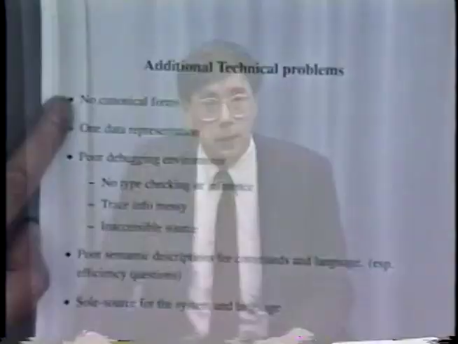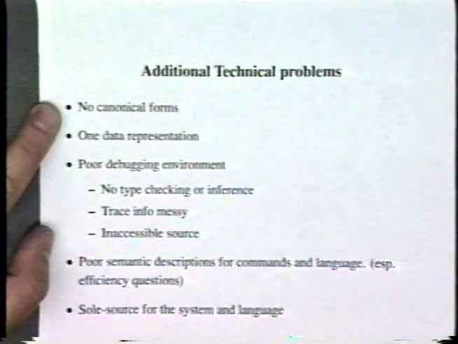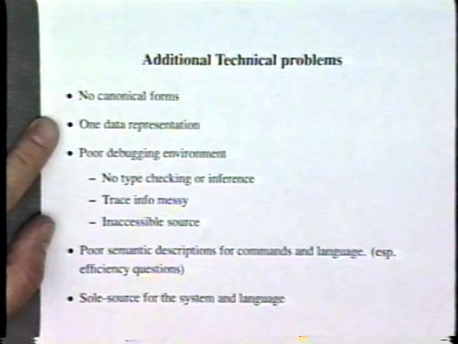Some of the things. I don't know if Nancy has discussed this, but there are no canonical forms in Mathematica. There's essentially one data representation, and that is used for all of the manipulations, or nearly all of the manipulations, and sometimes that representation is inadequate.